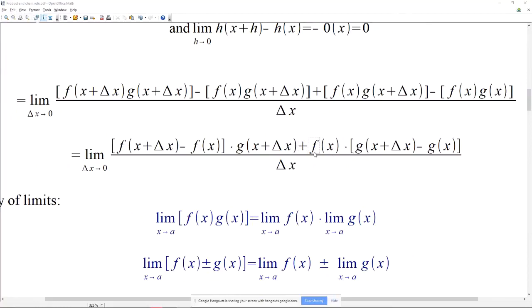If you don't see the pointer, let me see. I might have a better way of doing this. What can I use here?